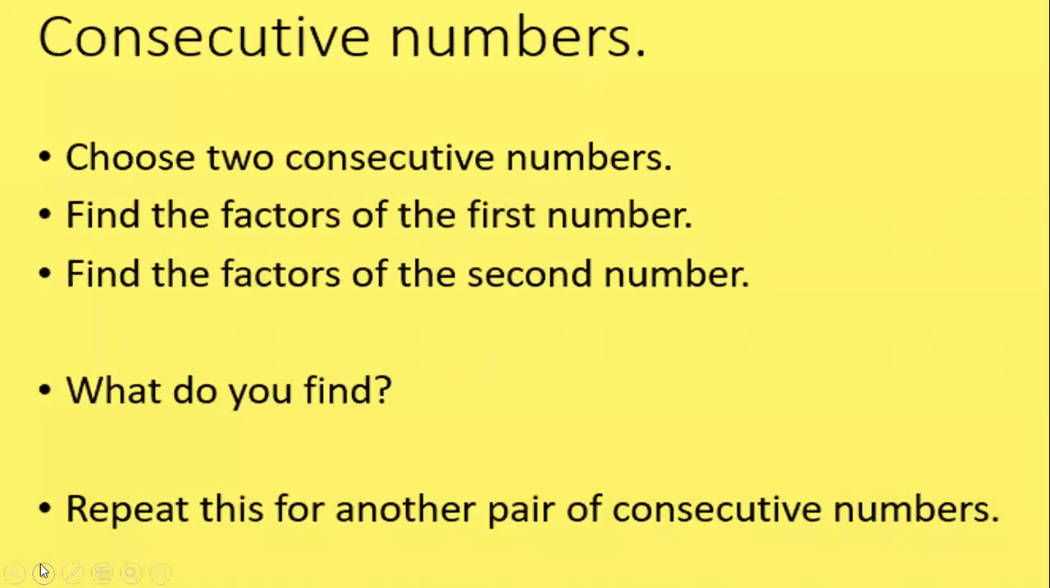Now, consecutive numbers. What are consecutive numbers? Like 2 and 3, 4 and 5. So we will choose two consecutive numbers. Find the factors of the first number. Find the factors of the second number. What do you find? Repeat this for another pair of consecutive numbers.